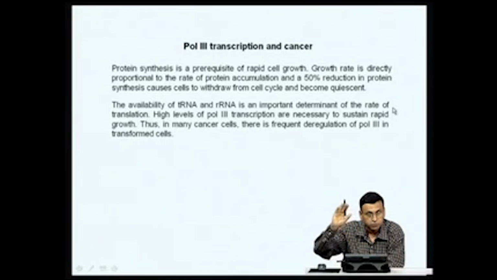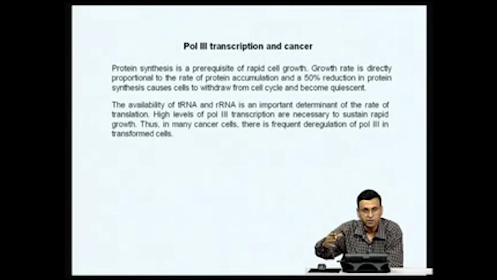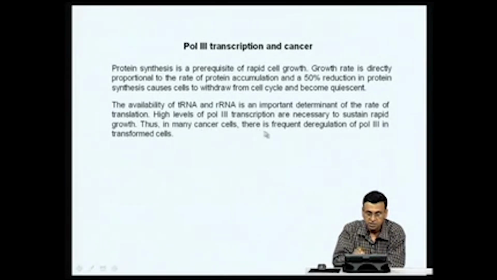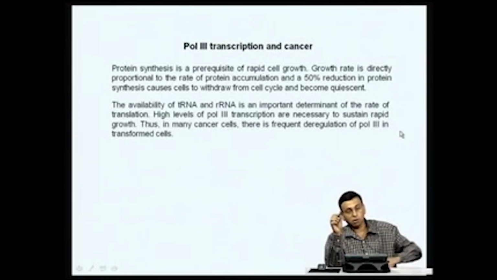So, if protein synthesis is very important for the cells to grow and divide, the protein synthesis rate is controlled by Pol I and Pol III transcription. High levels of Pol III transcription are therefore necessary to sustain rapid growth. Thus, in many cancer cells there is a frequent deregulation of Pol III in transformed cells.